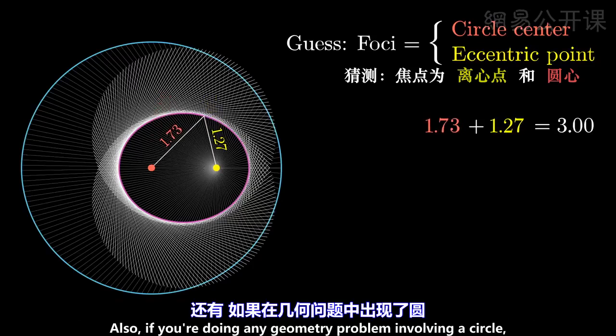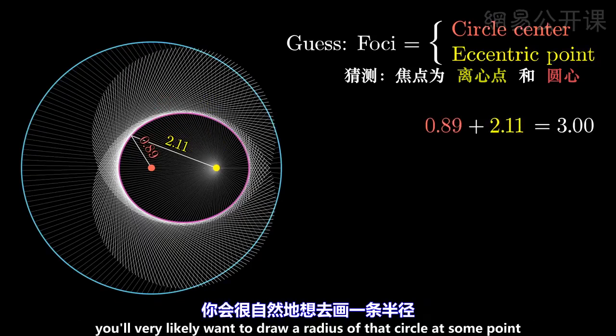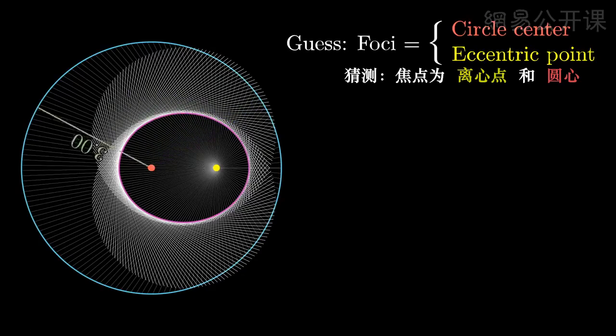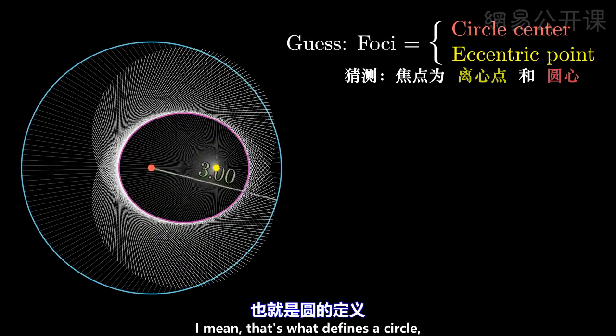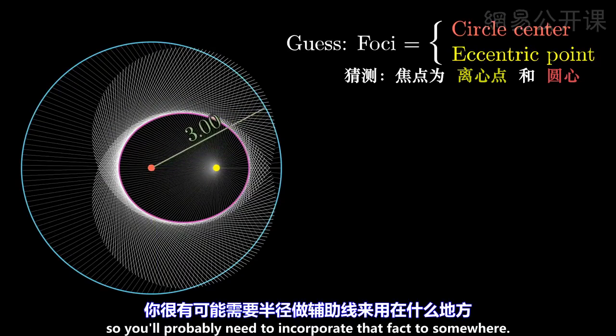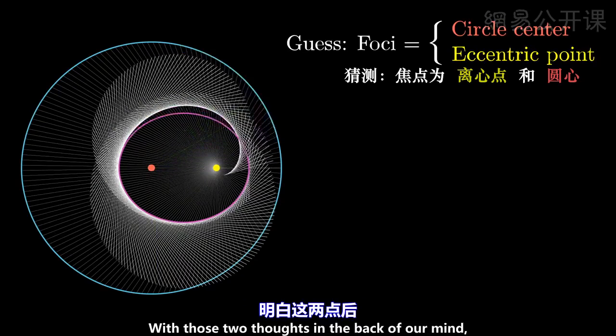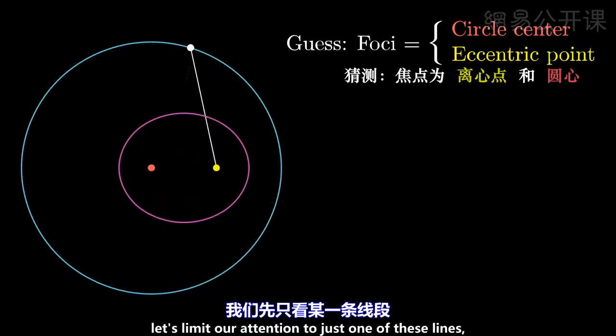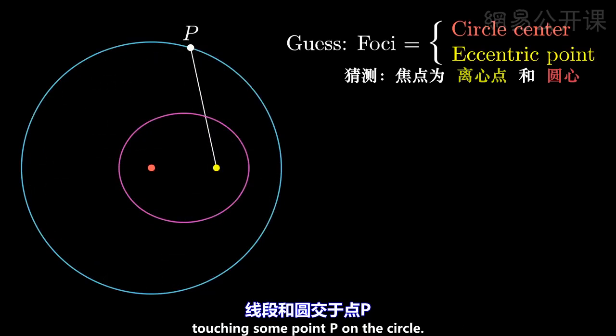Also, if you're doing any geometry problem involving a circle, you'll very likely want to draw a radius of that circle at some point, and to use the fact that this radius has a constant length, no matter where you draw it. I mean, that's what defines a circle, so you're probably going to need to incorporate that fact somewhere. With those two thoughts in the back of your mind, let's limit our attention to just one of these lines, touching some point P on the circle.